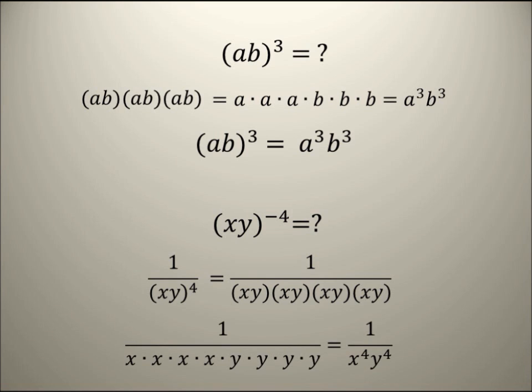Again, putting all the x's together and all the y's together, you can see that we have 4 x's multiplied together, 4 y's multiplied together. This gives us 1 over x to the power 4, y to the power 4.